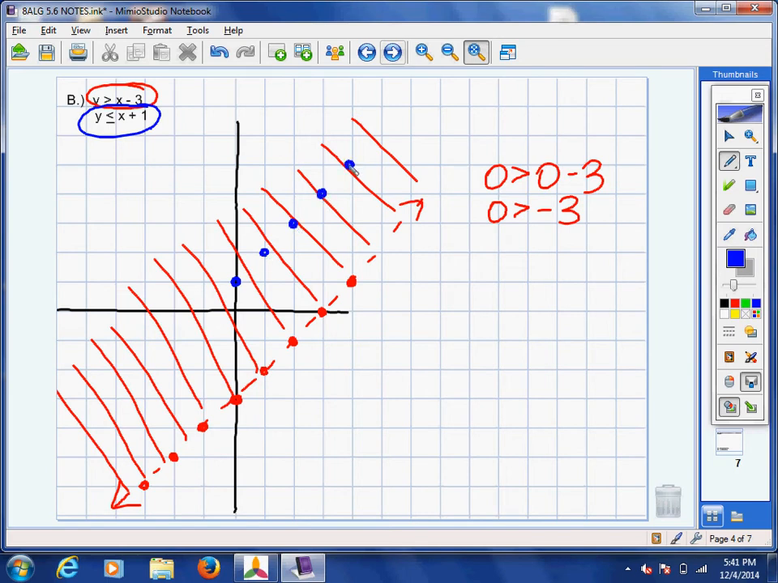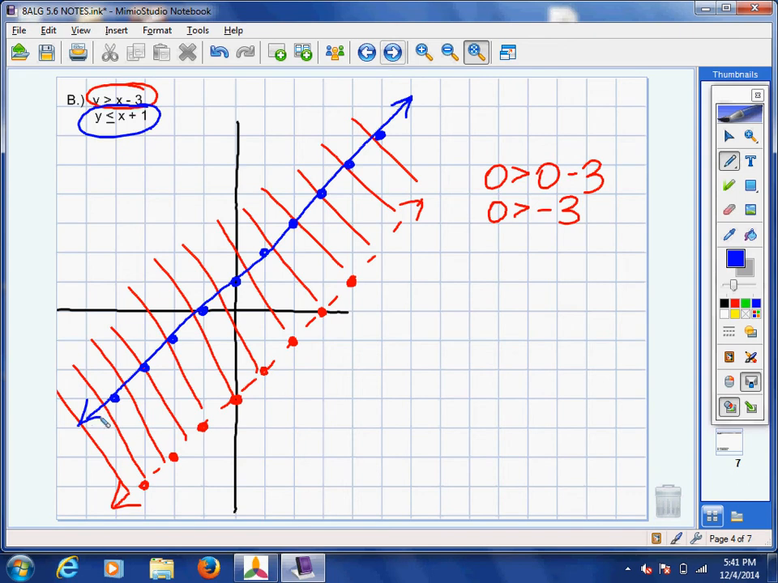Okay, I can see that I'm right in the middle of that shading. So here we go. And here's what my line looks like. Now this time I'm going to draw a solid line because I have an equal to sign. Okay, so solid line. And then I got to figure out where my shading goes.